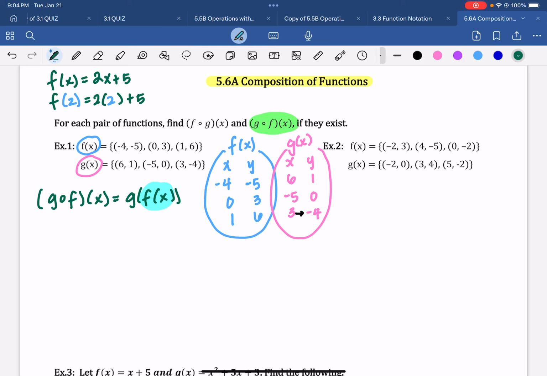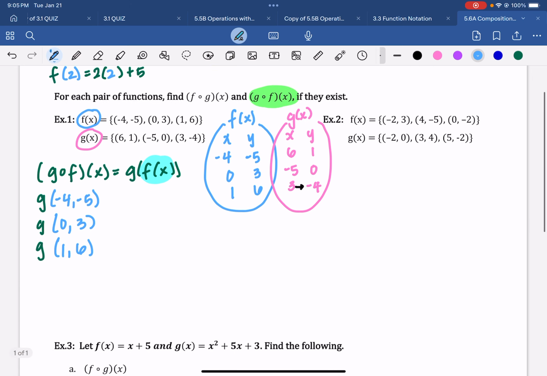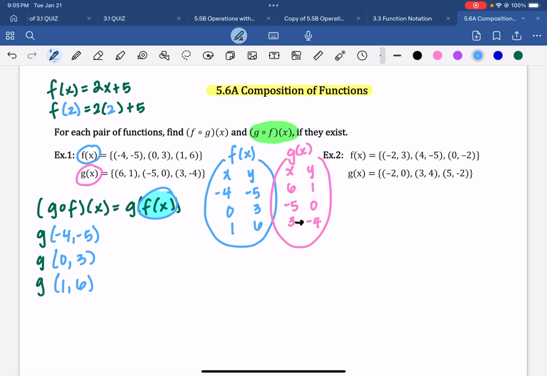All right, so we have g, and then the first f point is negative 4, negative 5. We'll see where that takes us. Then we're going to have g of 0, 3, and see where that takes us. And the last point on f is 1, 6. So again, you always start inside. That's what goes into all of those parentheses, and you work your way out. So starting with f of x, we're going to follow this and see what happens. Negative 4 goes to negative 5 in the f, and then into g from negative 5, we finish off at 0.